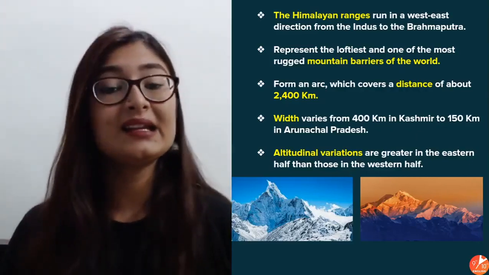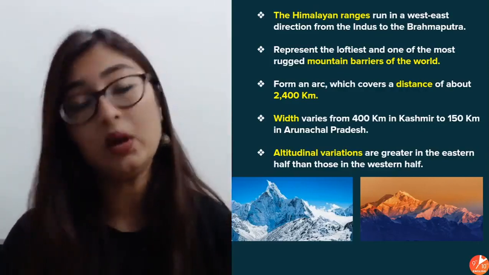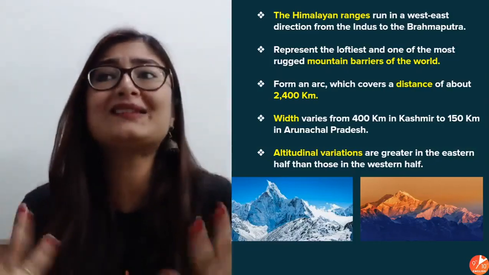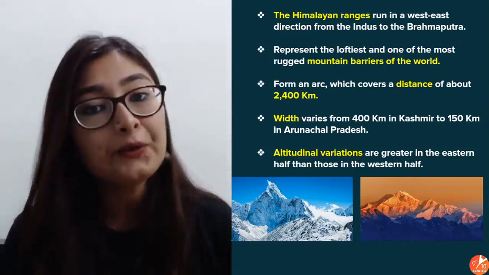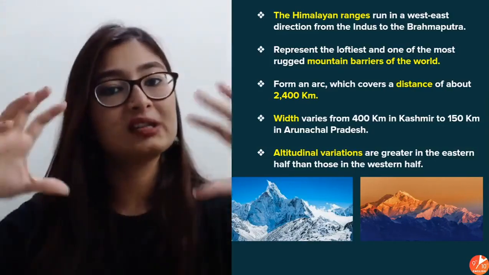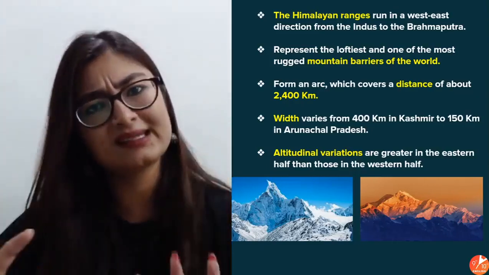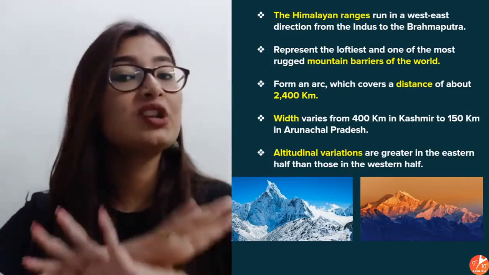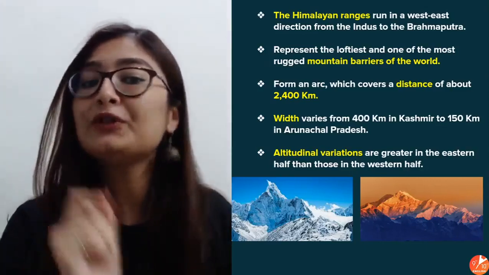So guys, it is one of the loftiest and most rugged mountains in the entire world. And in fact, it is an asset for our country. It's so beautiful. I feel so proud that the Himalayas are a part of our country, because they also act as a natural boundary for the country, which guards us and saves us from the neighboring countries in case they want to invade. It acts as that guard which does not let any enemy, any neighboring country, anyone enter here without our permission.